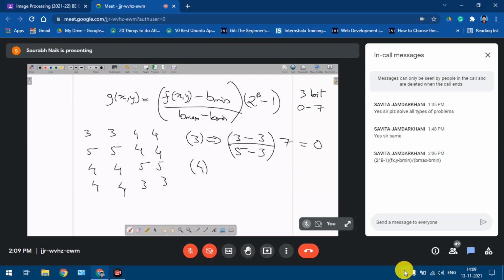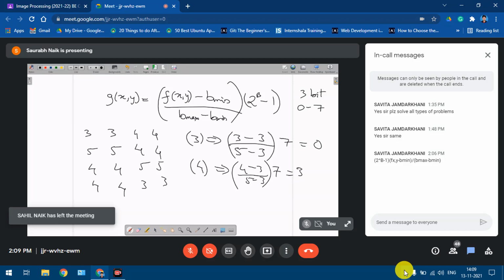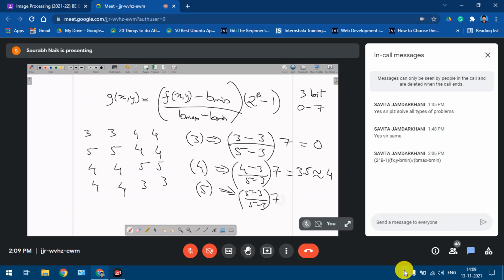Gray level 4 will map to 4 minus 3 divided by 5 minus 3 into 7. So that should come to about 1 divided by 2. That's half of 7. That's 3.5. So approximately 4. And the last one, that is 5, will map to 7, since that is 5 minus 3 divided by 5 minus 3 into 7. So that is going to come as 7.